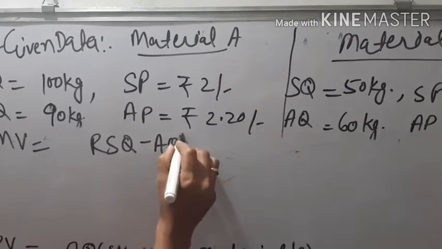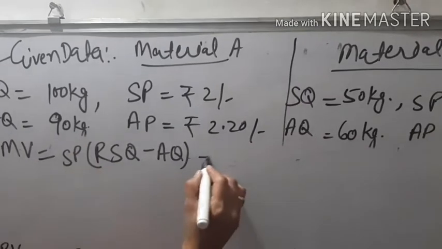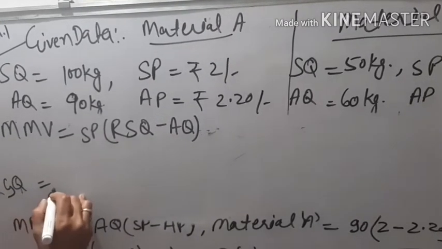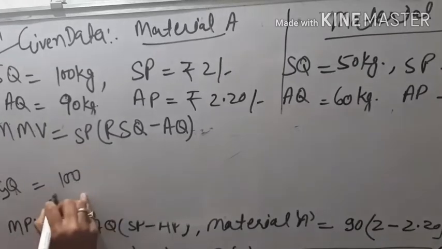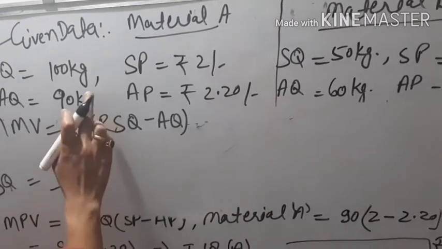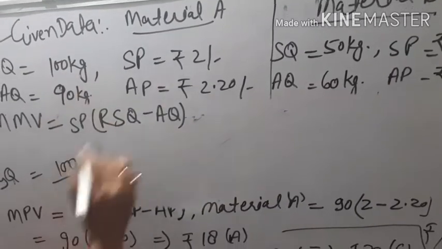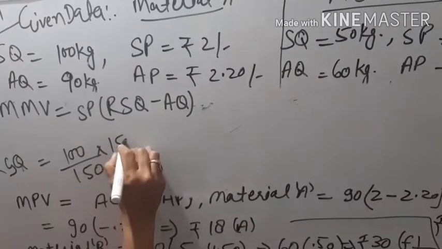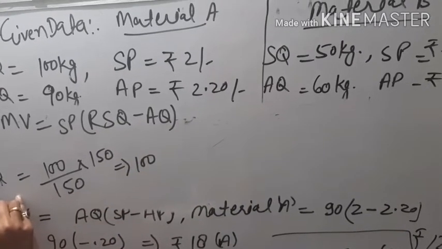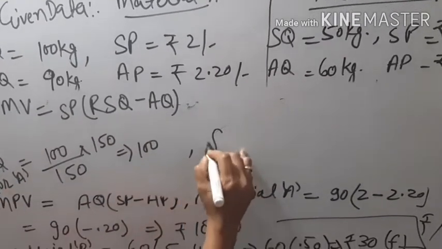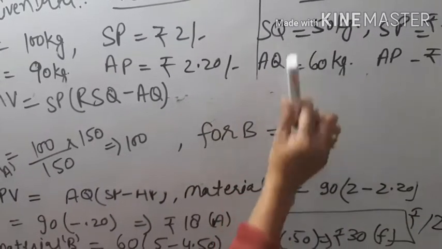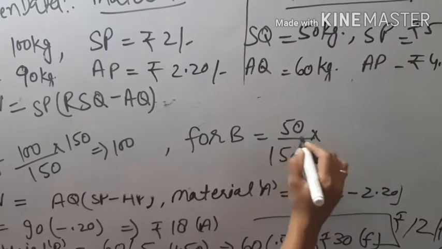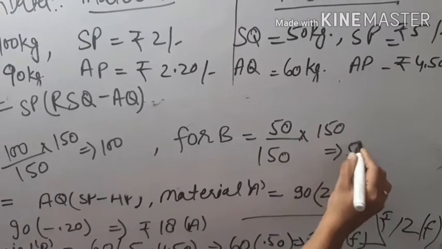RSQ minus actual quantity multiply standard price, where we will calculate RSQ, revised standard quantity. Revised standard quantity will calculate standard quantity upon total of both terms, 150 multiply actual mix. Actual mix means 90 plus 60, 150, and 100 for A. And now for B. For B, 50 each standard quantity upon total, 150 for standard quantity and 150 for actual quantity. This comes in 50.